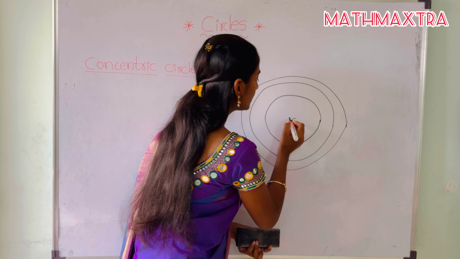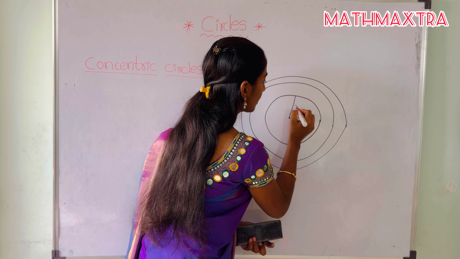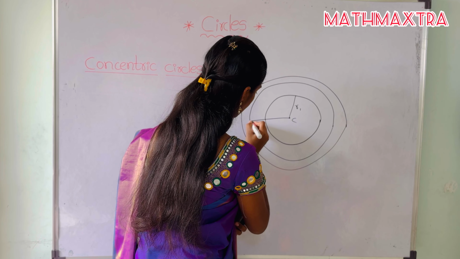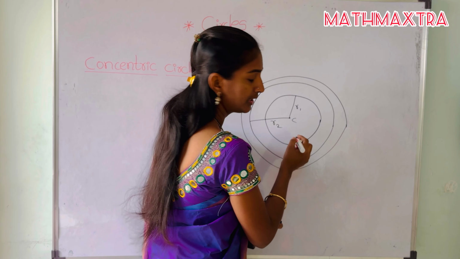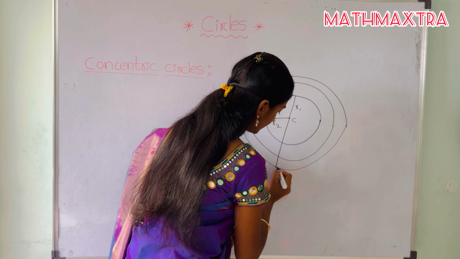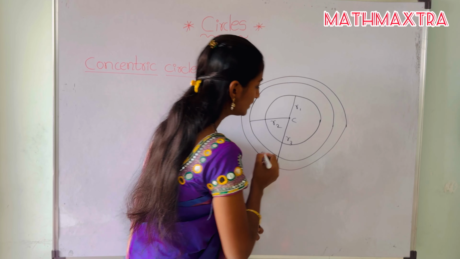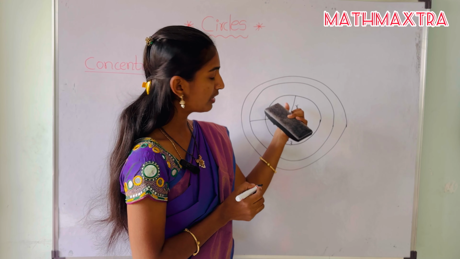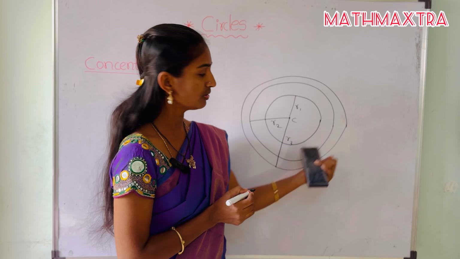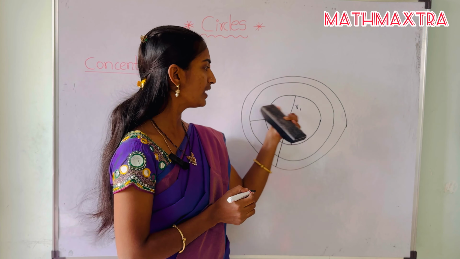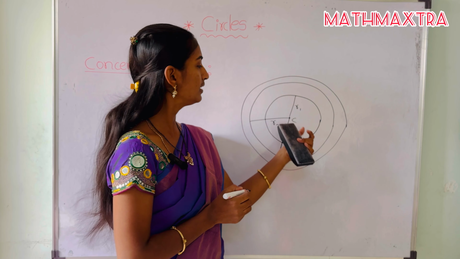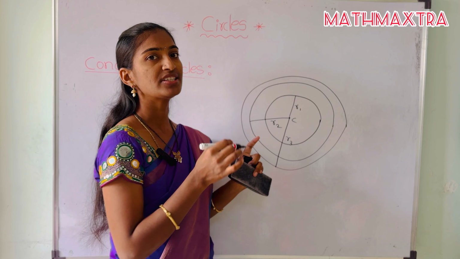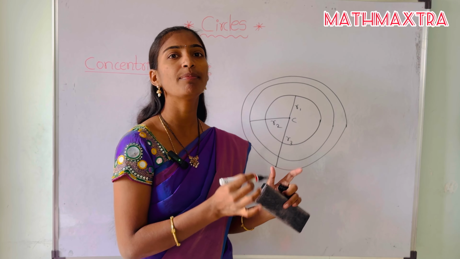They all differ by radius. See, if this is the first circle with radius R1, the second circle is with radius R2, and this is the third circle with radius R3. So these circles all have the same center but differ by radius. By this we can conclude that concentric circles always differ only by radius.